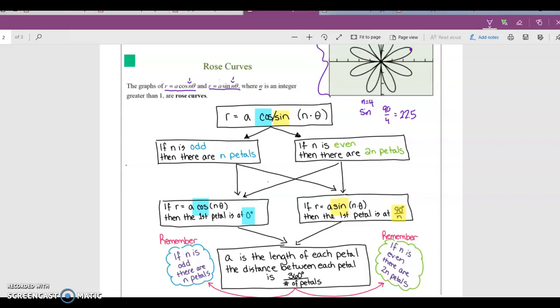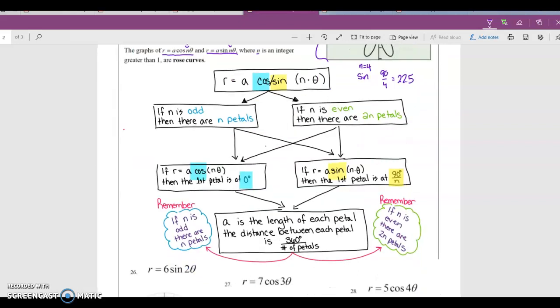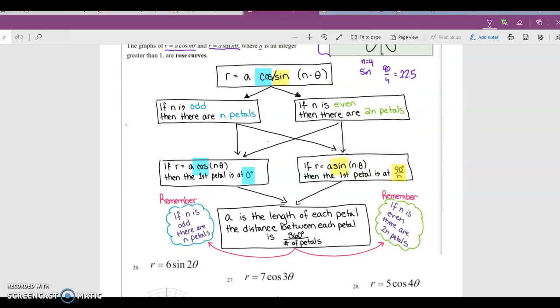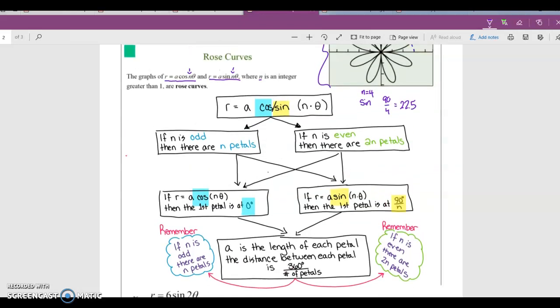So now we've established that. A is the length of each petal. In this case, it doesn't give us an A value. It looks like it's probably about 3. I'm not sure. And then the distance between the petals is 360 divided by the number of petals. So in this case, the distance between the petals is 360 divided by 8, which gives us 45 degrees. So each petal is 45 degrees apart.